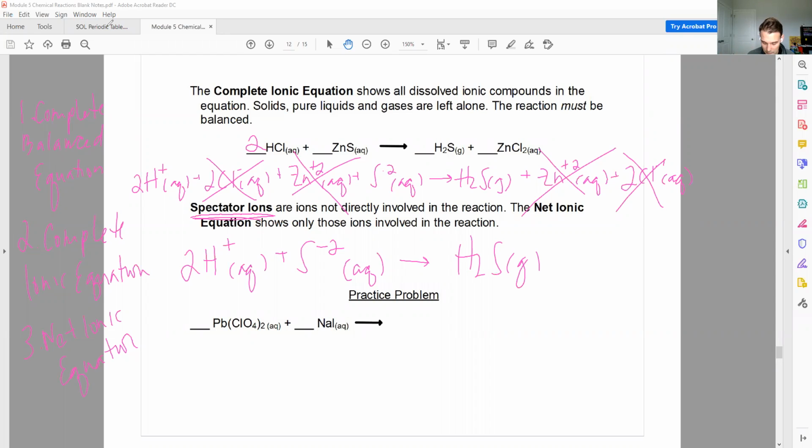So we'll do another one. Here we have to predict our products and balance the equation to do step 1. Okay, so this is 2 ionic compounds. So I'm going to do a double replacement reaction, swap the positive parts. The lead will now be with the iodine, and the sodium is now with the perchlorate.